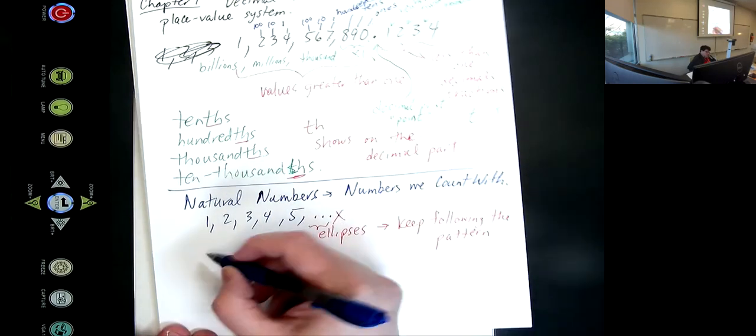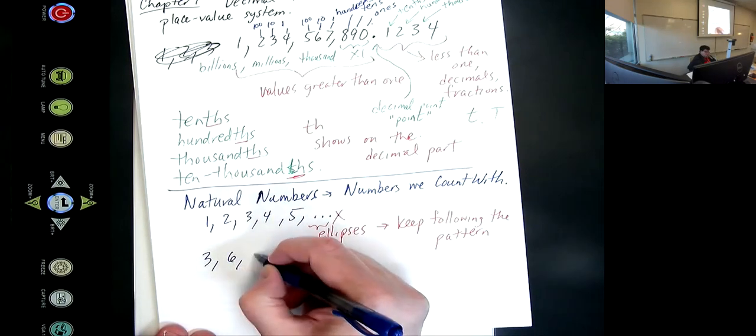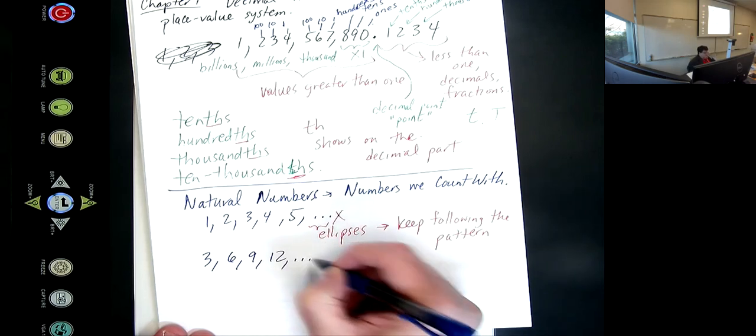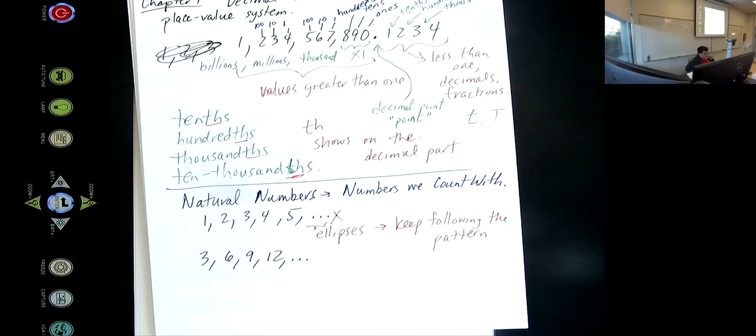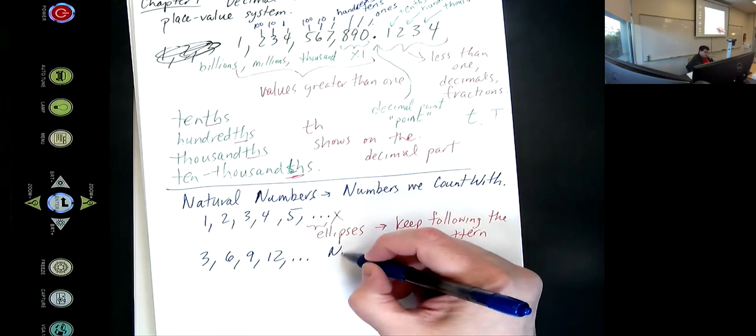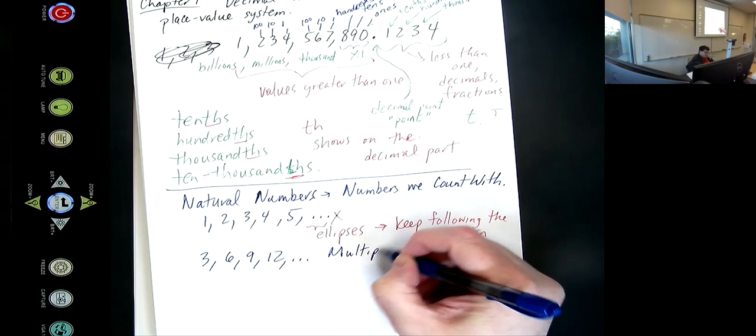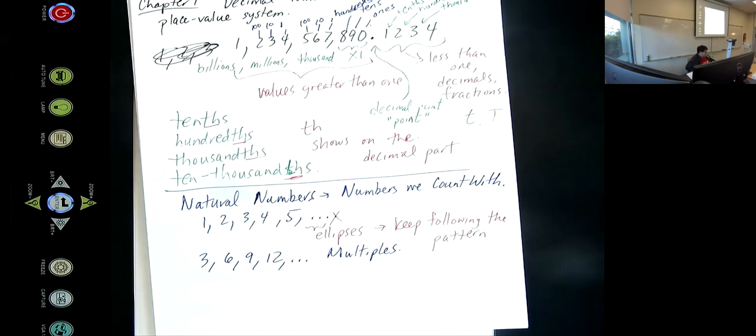As a side note, that says keep following the pattern there, where each number is increasing by 3. So we can use ellipses for something besides just going up by 1. Doesn't necessarily mean going up by 1, it means keep following the pattern. And we will cover these later. These are called multiples. I don't know if that's today or on Wednesday.